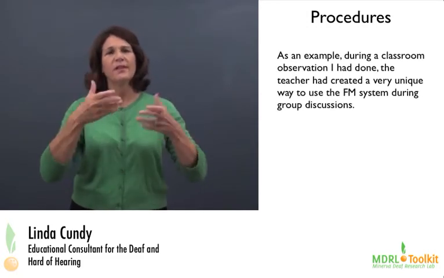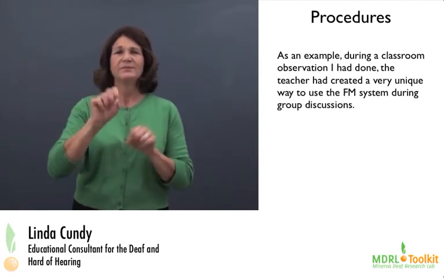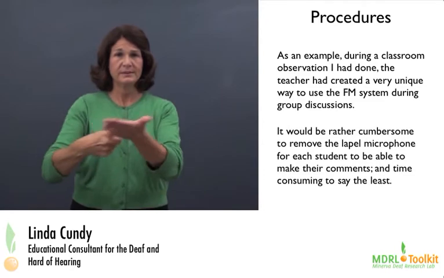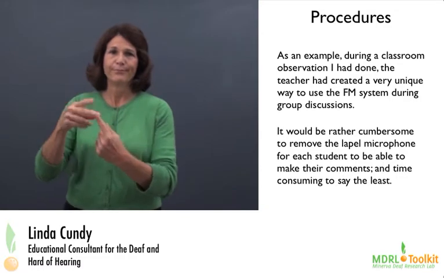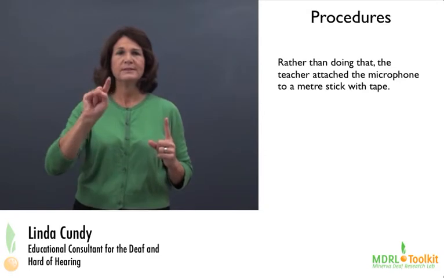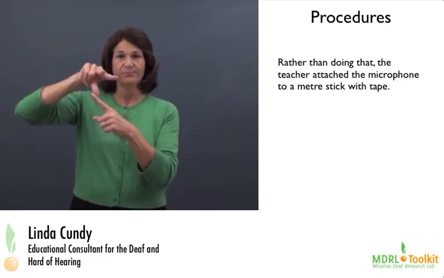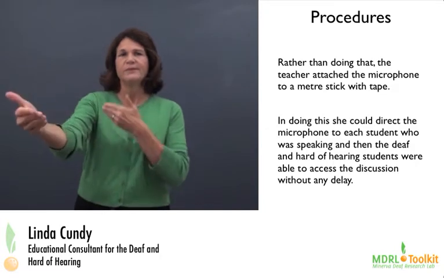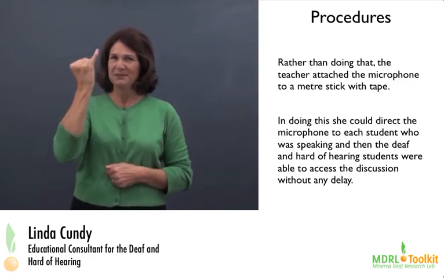As an example, during a classroom observation I had done, the teacher had created a very unique way to use the FM system during group discussions. It would be rather cumbersome to remove the lapel microphone for each student to be able to make their comments, and time-consuming to say the least. Rather than doing that, the teacher attached the microphone to a meter stick with tape. In doing this, she could direct the microphone to each student who was speaking, and then the deaf and hard of hearing students were able to access the discussion without any delay.